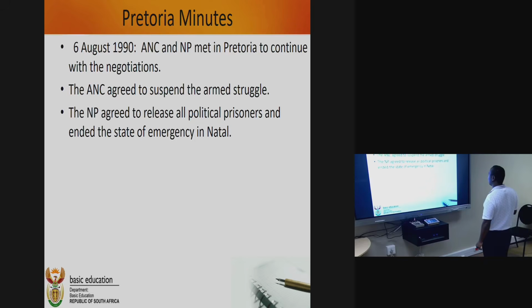You must note well that in both the CODESA Minute as well as the Pretoria Minute, it is only the 2 political parties that are negotiating. That is the National Party and the ANC only.